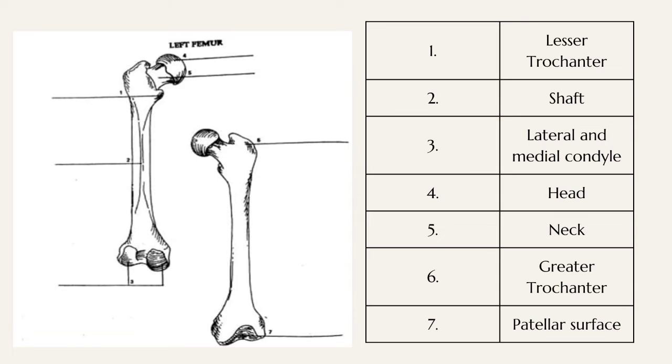Left femur. Number one is the lesser trochanter, a conical eminence which varies in size in different species. Number two, shaft. Number three, lateral and medial condyle, which form the distal part of the body of the femur. Number four, head. Number five, neck. Number six is the greater trochanter, and the last one is the patellar surface.